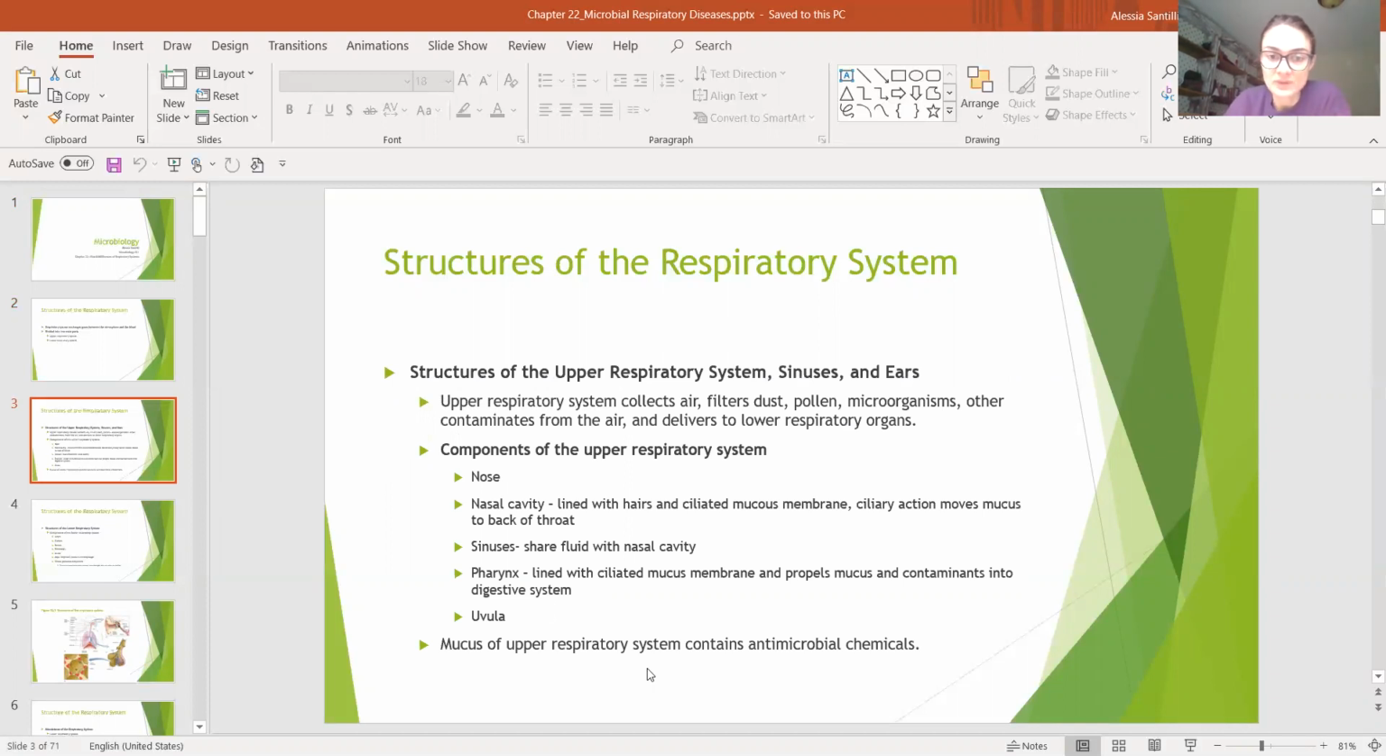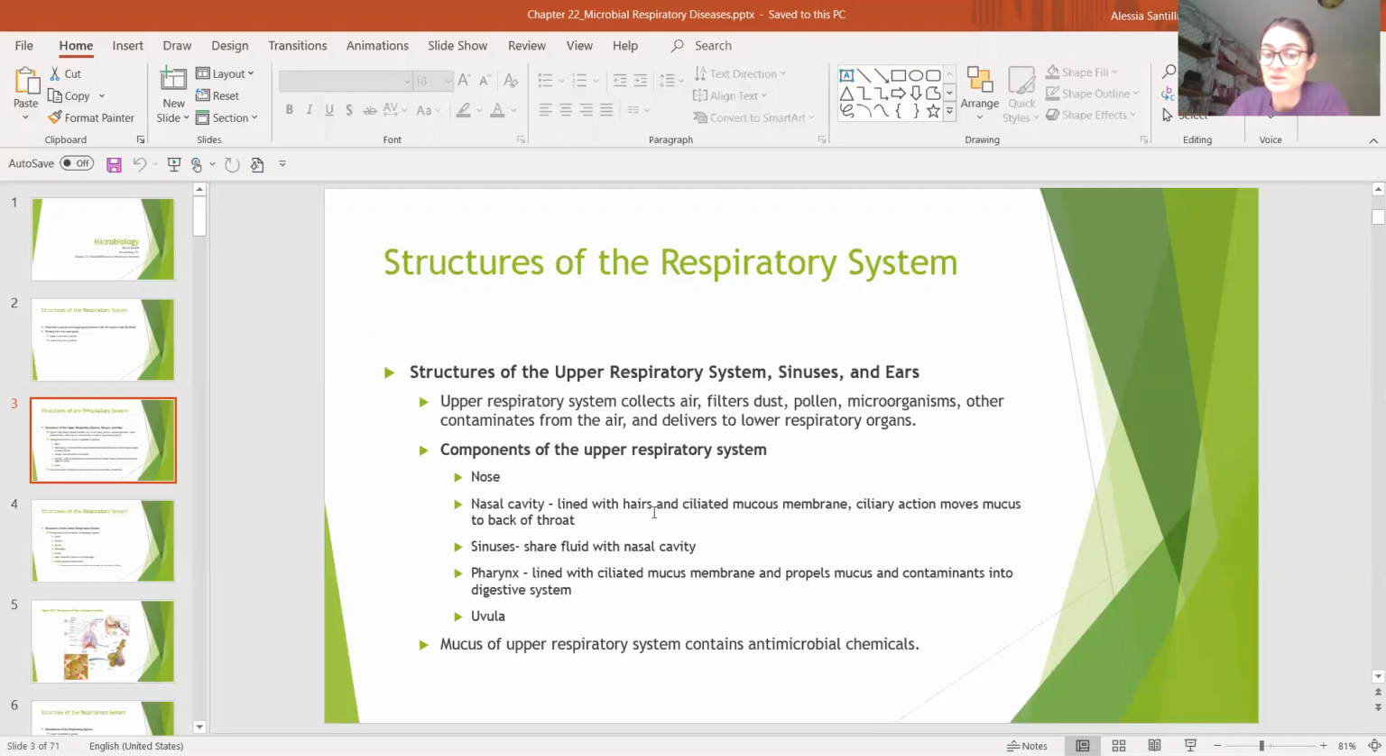Basically, you have your nose, right? This is pretty much the only part of the respiratory system that is in direct contact with the outside. And you also have to think about the skin of the nose. So it's in contact with your skin, so a lot of the skin microbiome bacteria can also be found in your nose or on your nose. You have the nasal cavity.